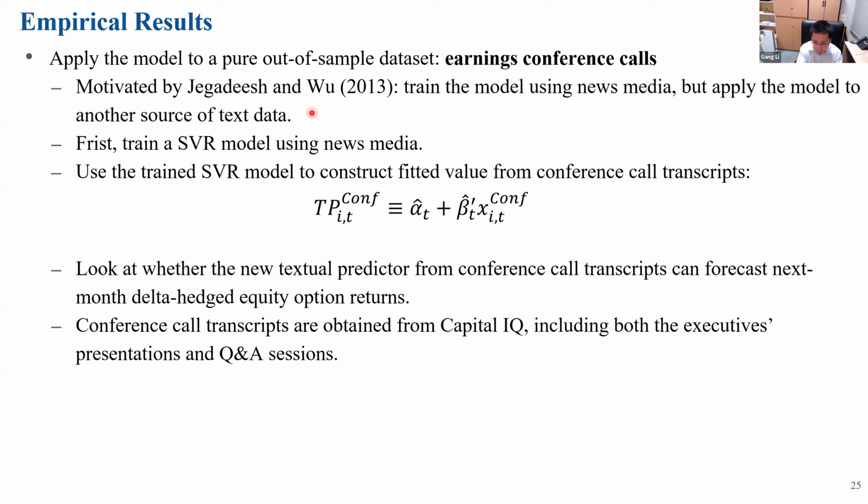In particular, every 6 months, we keep the same process of training the model using news media data. But when looking at test data and out-of-sample prediction, we apply our model to the earnings conference call transcript data, which means that we have another text data source to test our model. Because earnings conference calls are also related to firm fundamentals and future uncertainties, if our model really captured some textual information that reflects stock return information, we should be able to see similar return predictability by applying our model to other textual information, such as earnings conference calls.